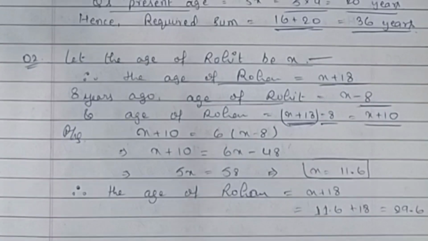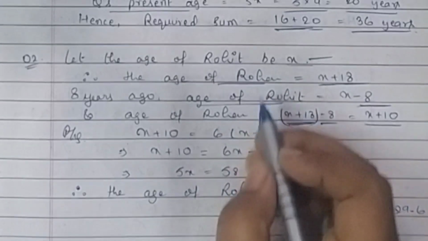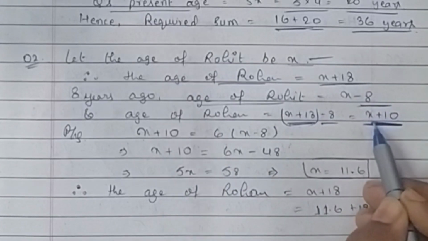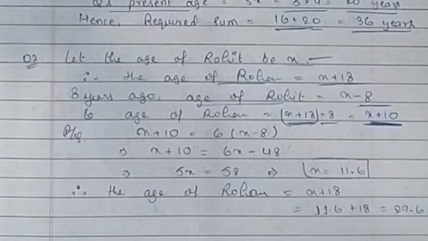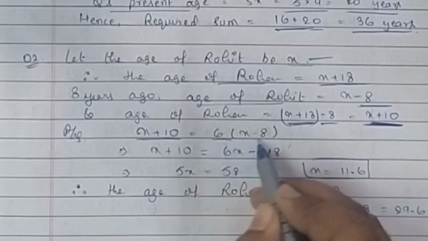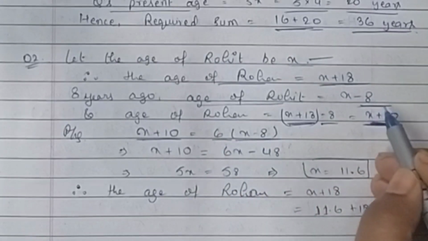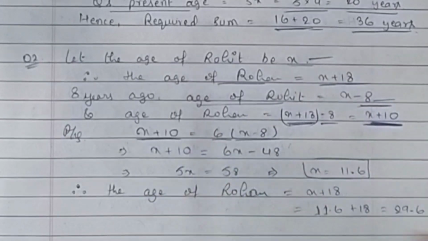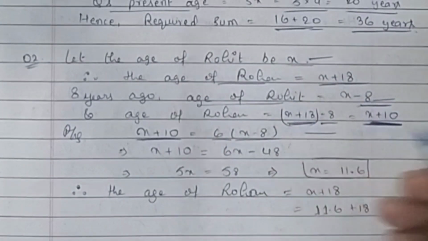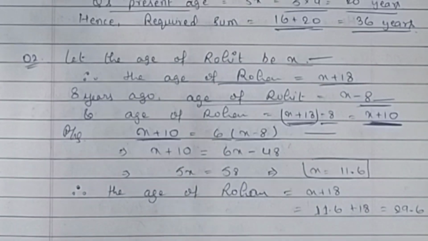Now the question is saying that 8 years ago Rohan was 6 times as old as Rohit. That means Rohan's age 8 years ago is 6 times Rohit's age 8 years ago. Hence the equation becomes x plus 10 is equal to 6 times x minus 8, where x minus 8 is the age of Rohit 8 years ago, and x plus 10 is the age of Rohan 8 years ago. So by following all the conditions given in the question, we have made the equation.